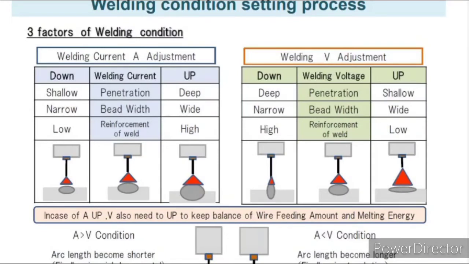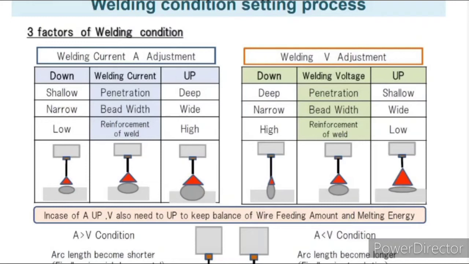When you decrease the welding current, then penetration is shallow, bead is narrow, and reinforcement of weld is low, because when you decrease the welding current, the wire deposition rate decreases with respect to current. When you are increasing the current, then penetration is deep, bead width is wide, and reinforcement is high. There are 3 images below. Try to understand with the help of these images.